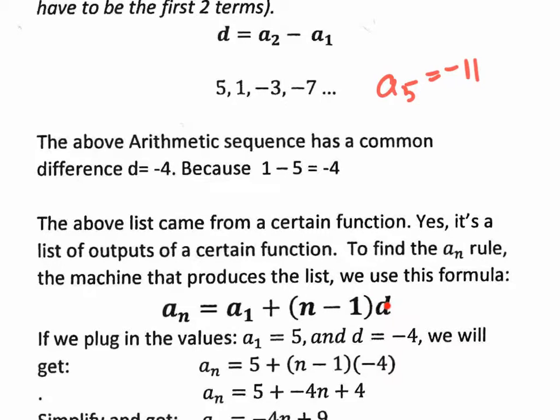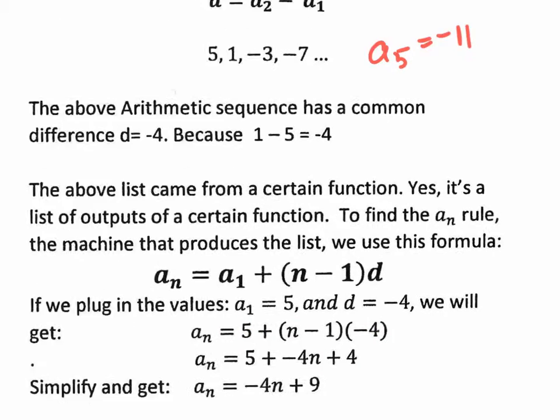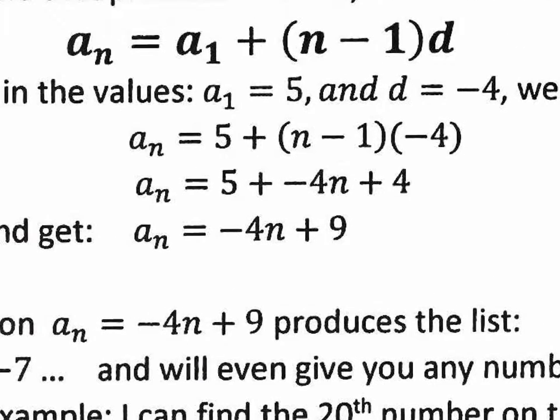Does that make sense? So it says right here, if we plug in the values of a sub 1, which is 5, and plug in negative 4 right there, we'll end up with this equation. A sub n is this equation. Now, it's ugly looking, so we need to simplify it. It's already simplified for you, but what I did was I took the negative 4 and multiplied it by n. That's how I got the negative 4n. Negative 4 times negative 1, that's how I got a positive 4.